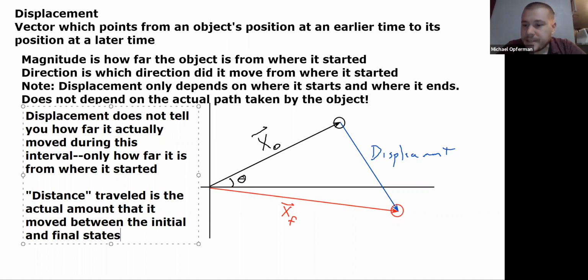On the other hand, distance traveled actually does consider the whole history of the object from the initial state to the final state, and we'll actually try to measure the length of the path that the object took to get from here to there. So that's a distinction.